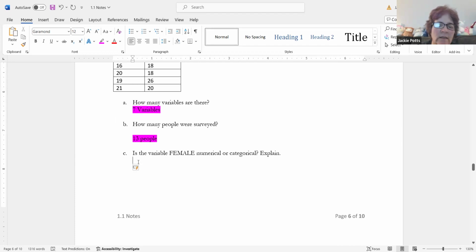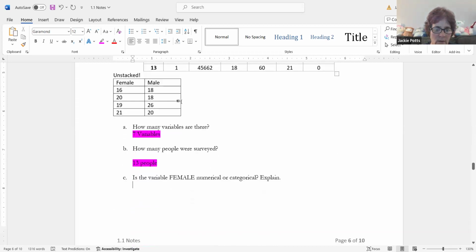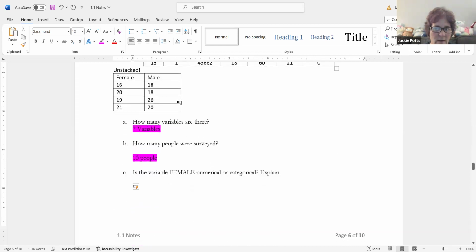So now the question is, is it numerical or categorical? Guess what? Numerical means quantitative, categorical means qualitative. It is another way of saying qualitative versus quantitative. So looking at this, is this column qualitative or quantitative? What do you think? Even though it's numbers, it's qualitative. We're describing you. Are you a female or not?